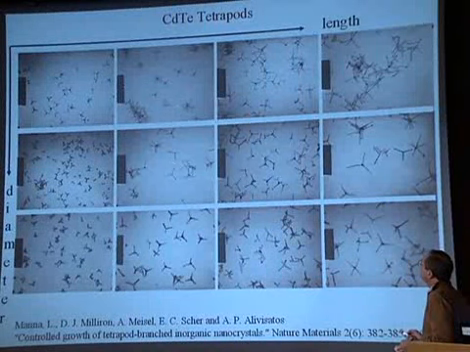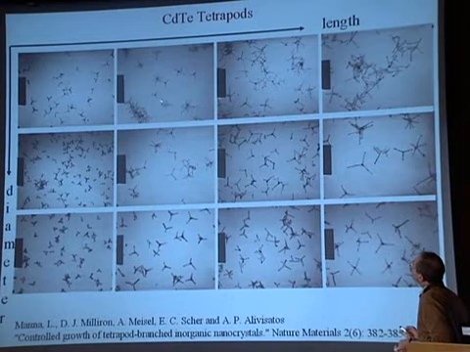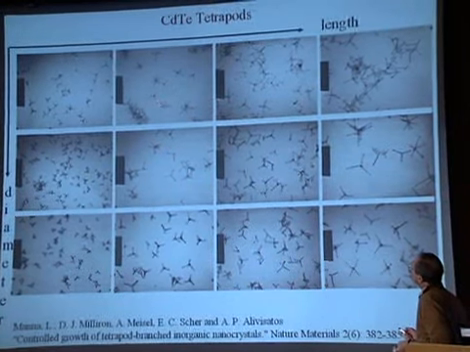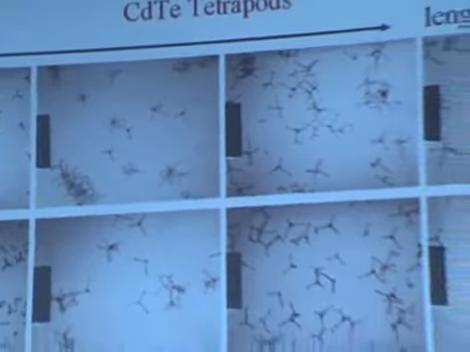And the 4th arm, let me see where I could show you that. You see the bright spot in the electrons. There's 3 arms there, and then there's a 4th one sticking out of the page. So these are little objects with arms projecting out.